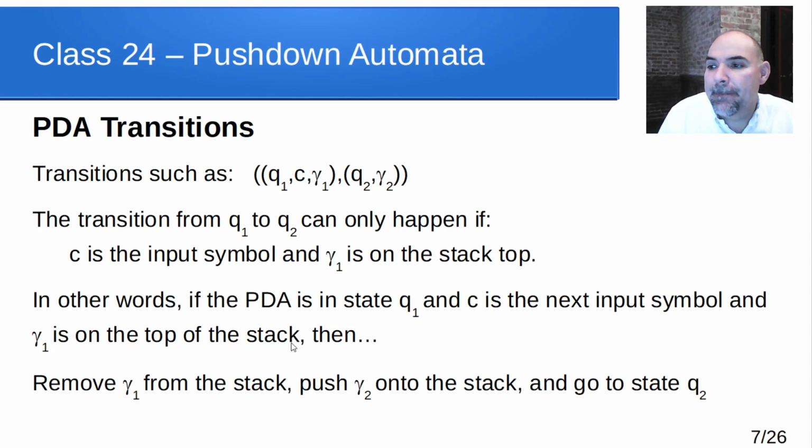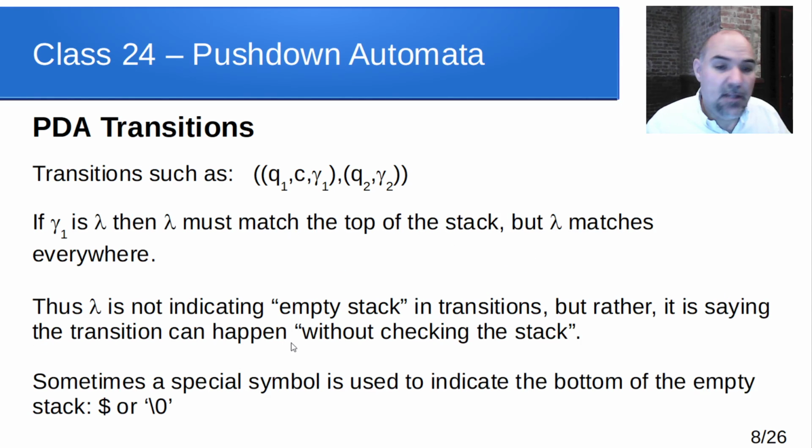Okay. All right, so moving on to those transitions, there's a couple things that are important to note here. When we have a transition that looks like this, note that if gamma 1 is lambda, then lambda has to match the top of the stack. But lambda always matches the top of everything. There's always an empty string at the end of the stack, whether it has an explicit lambda or not.